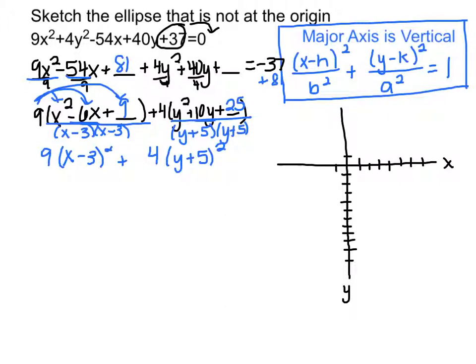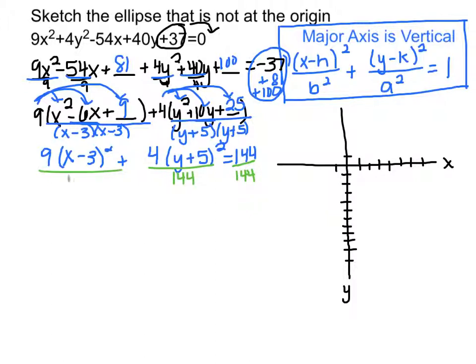And I still have a leading coefficient. So how much did I add to the y's? Well, if I distribute in, I get 4y squared plus 40y. So 4 times 25 is 100, which means I'm going to add 100. If I add all of these together, I get negative 37 plus 81 plus 100, which gives me 144. So the next step, because in the general equation it has to equal 1, I'm going to divide everything by 144, and I'm going to simplify.